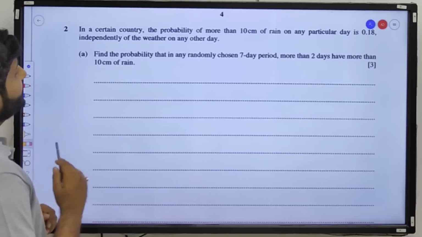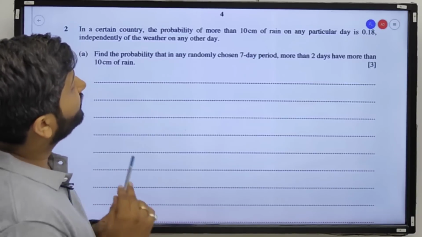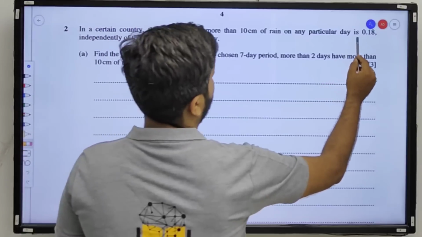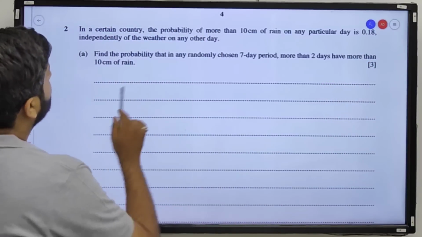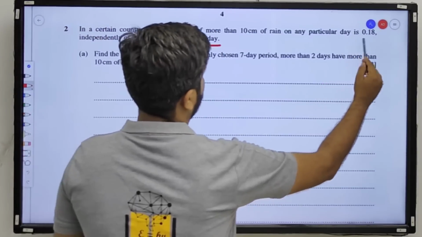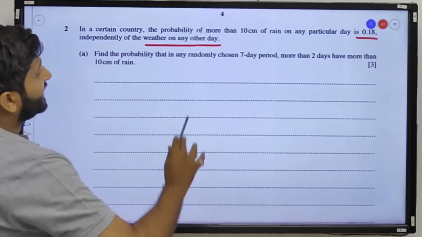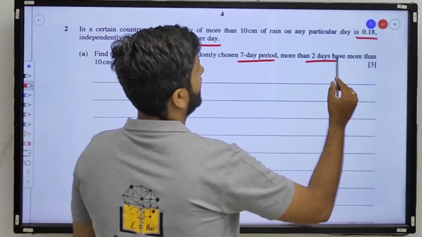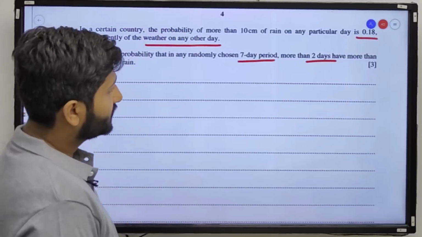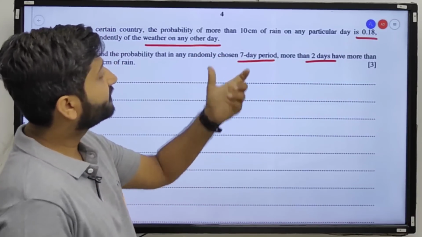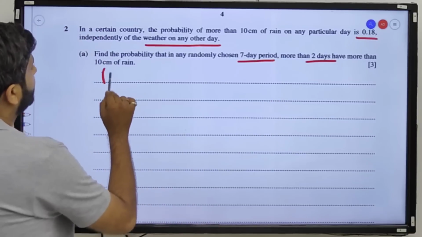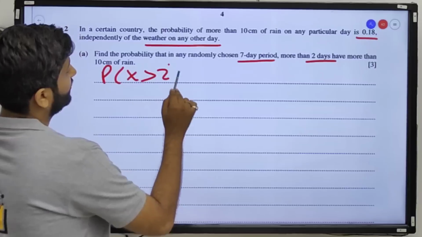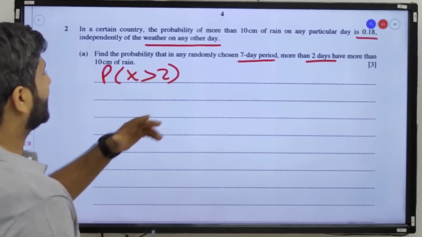Question 2. In a certain country, the probability of more than 10 centimeter of rain on any particular day is 0.18 independently of the weather of any other day. Find the probability that in any randomly chosen 7-day period, more than 2 days have more than 10 centimeter of rain. So out of a period of 7 days, I have to find the probability of raining more than 10 centimeter on more than 2 days. So x greater than 2.